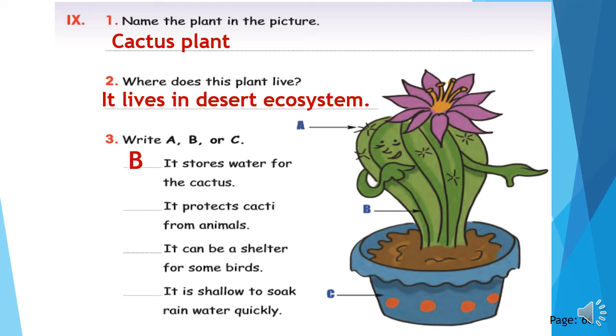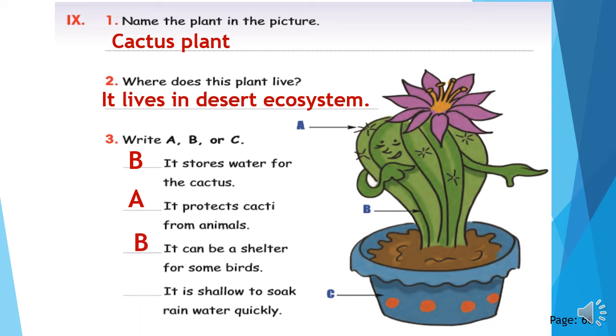Excellent. It protects cacti from animals. Which part is it? Excellent, the spikes, part A. It can be a shelter for some birds. Where can birds live exactly in this plant? Can they live on the thorns or inside its stem? Or in the roots? Can they live under the soil next to the roots? No. And surely not next to the spines. So it could be the stem.